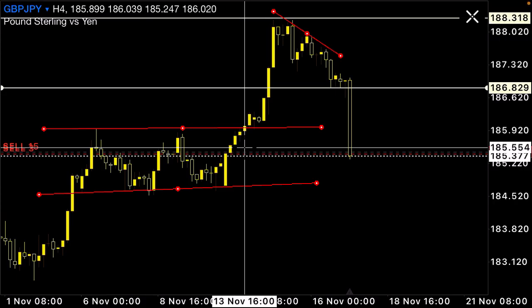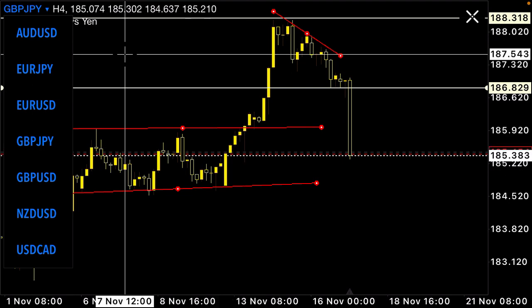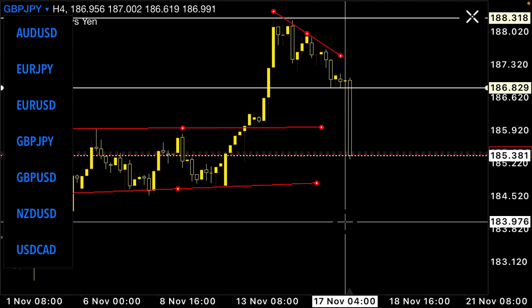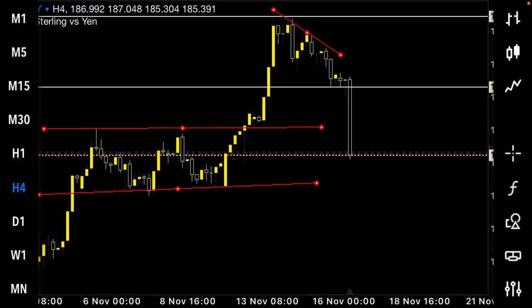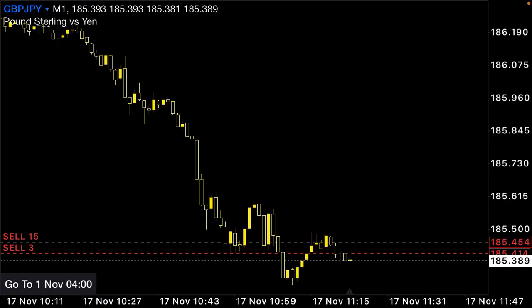So here it is. Go to the 1 minute. I won't be able to tap it while the crosshair is on. No, didn't want that. Hit the 4 hour. There, go back to the 1 minute. So there it is.